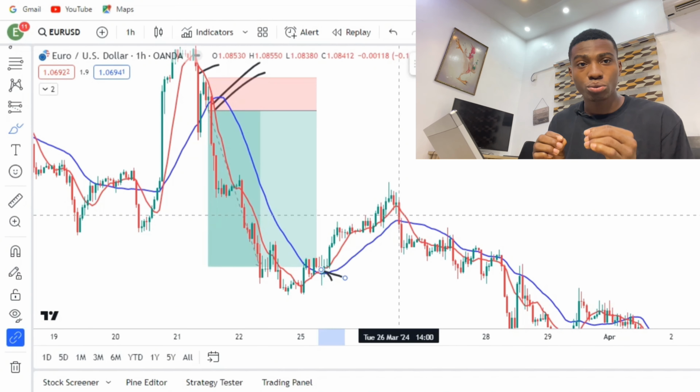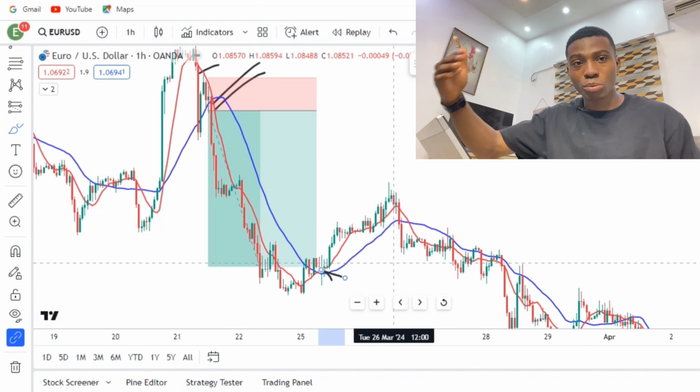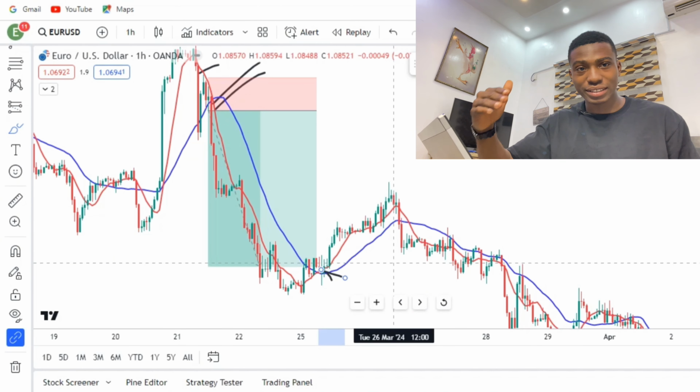So you really need to know support and resistance. Trust me, when you add this to support and resistance, it will take it up a notch, so that you'll be able to see points where you can just enter with the moving average, then close your profit due to you seeing support and resistance at a particular point in the market.